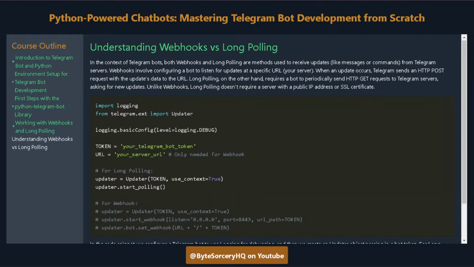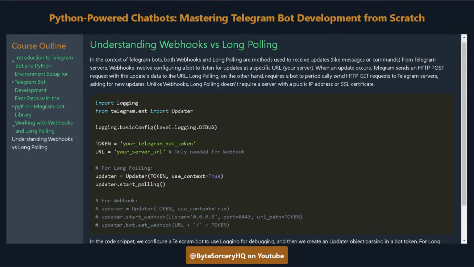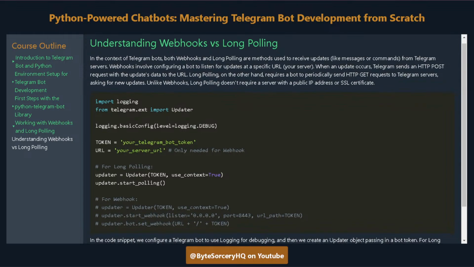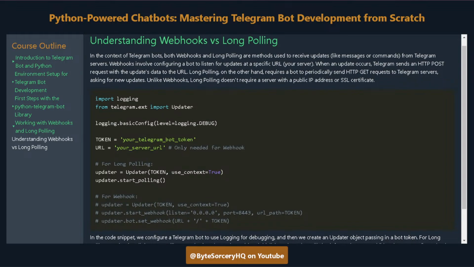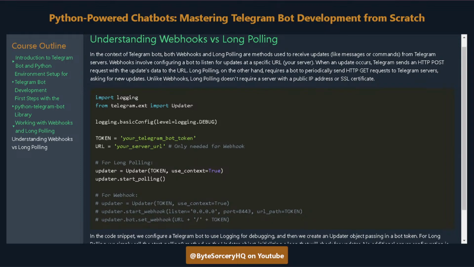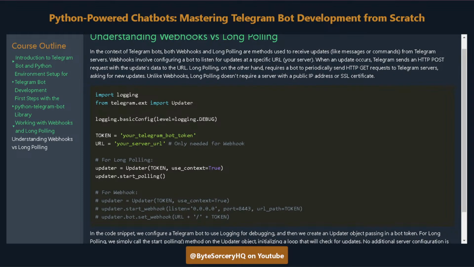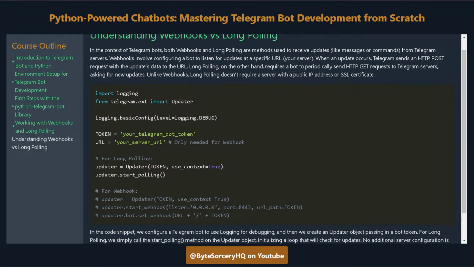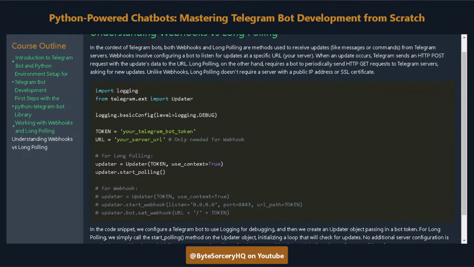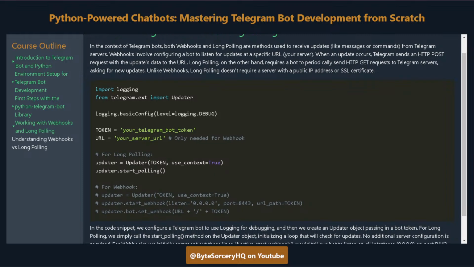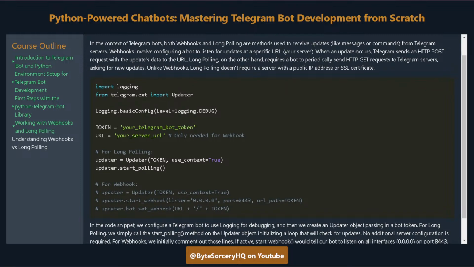Understanding webhooks versus long polling. In the context of Telegram bots, both webhooks and long polling are methods used to receive updates, like messages or commands, from Telegram servers. Webhooks involve configuring a bot to listen for updates at a specific URL, your server. When an update occurs, Telegram sends an HTTP POST request with the update's data to the URL. Long polling, on the other hand, requires a bot to periodically send HTTP GET requests to Telegram servers, asking for new updates. Unlike webhooks, long polling doesn't require a server with a public IP address or SSL certificate.